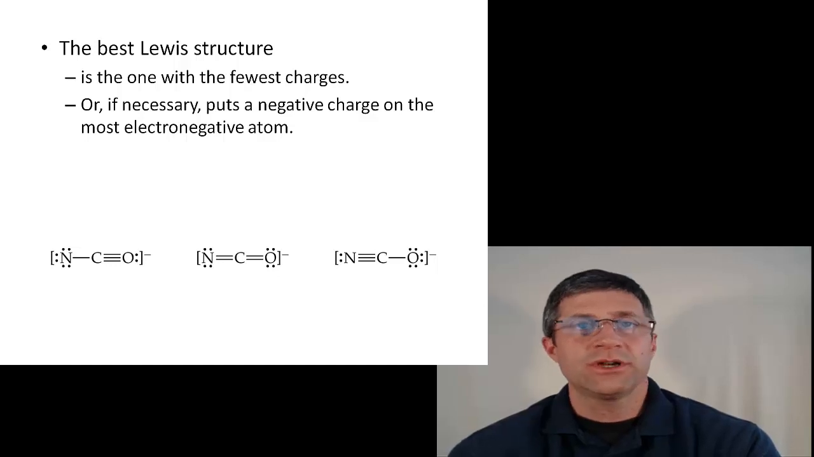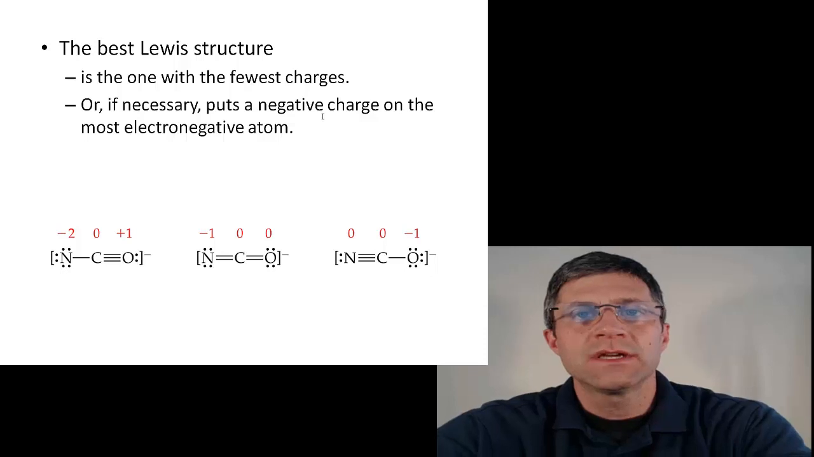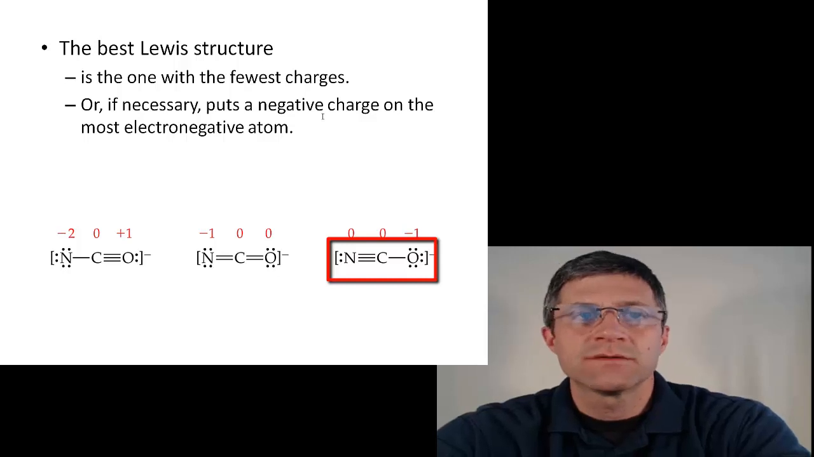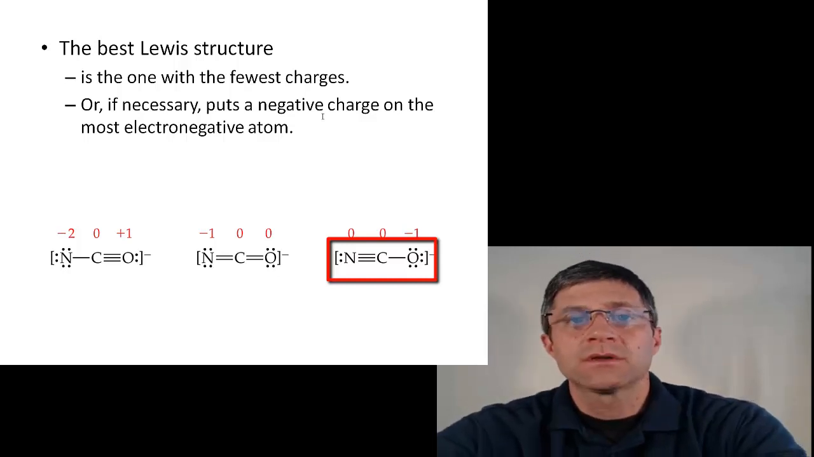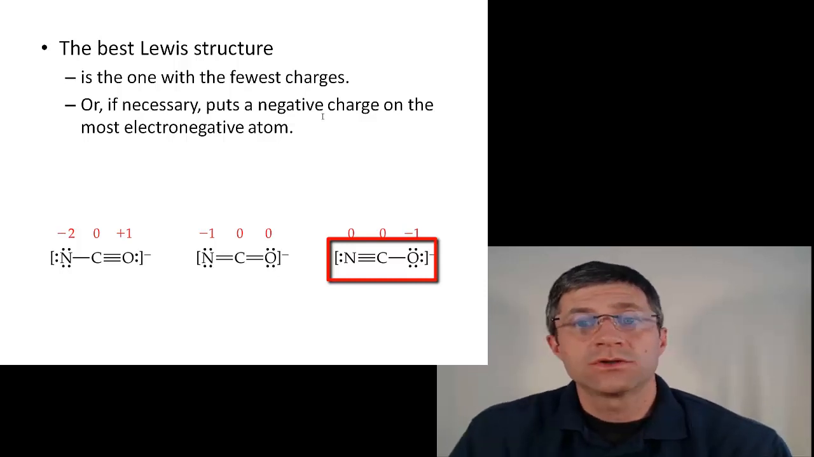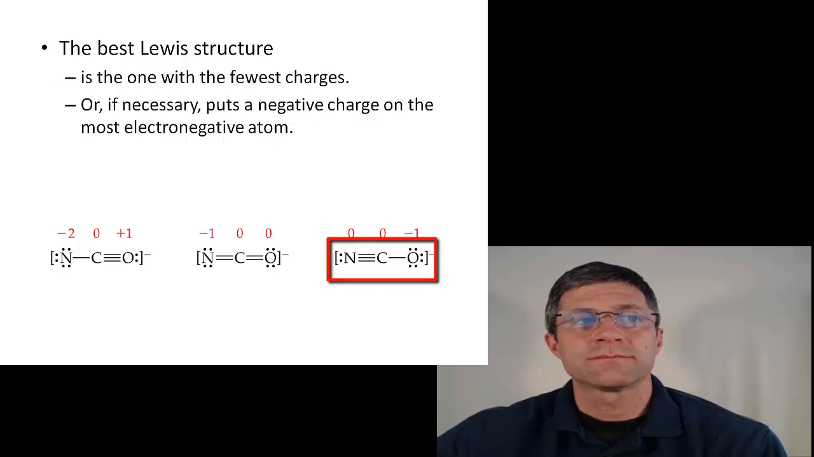Or, if necessary, puts the negative charge on the most electronegative atom. In this case, oxygen is more electronegative than nitrogen. The last structure would be the best choice. So it puts the formal charge of -1, so the extra electron is hanging out on the oxygen, which has the higher electronegativity, is more likely to draw that electron to itself.